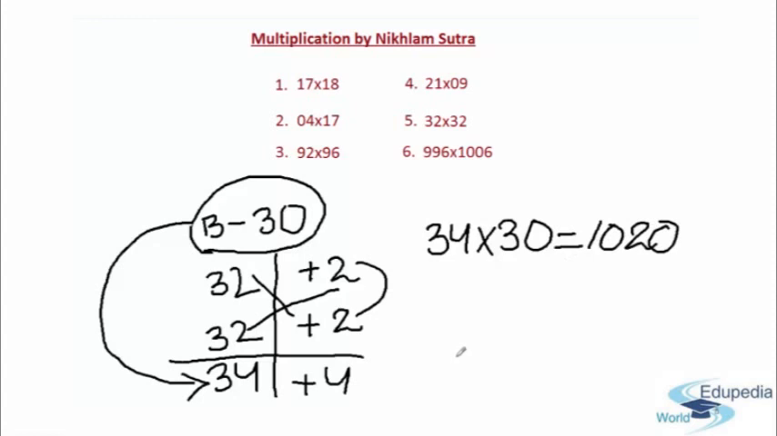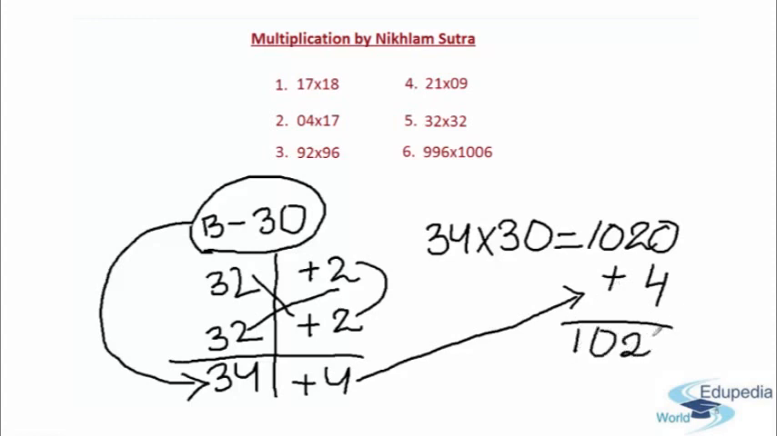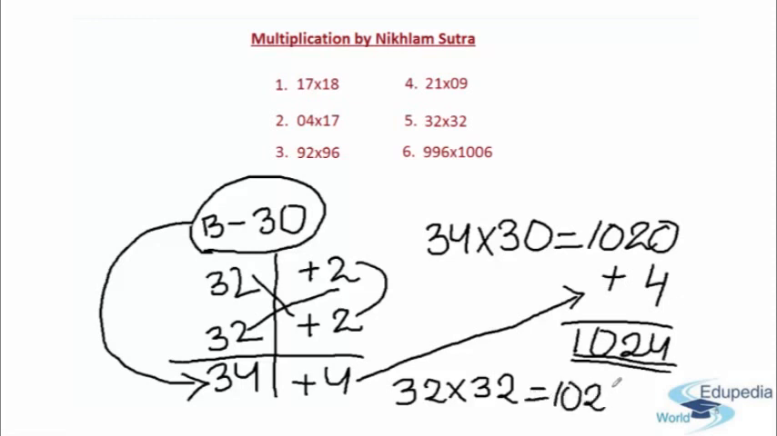Now after writing the answer 1020, you just add the number that you got at the bottom of the right column, that is 4. If you add this number, the answer is 1024, and this is the product when you multiply the numbers 32 and 32. So therefore 1024 is the product of 32 into 32. Hope that you have understood pretty well how to use this Nikhilam Sutra while multiplying numbers of the same type.